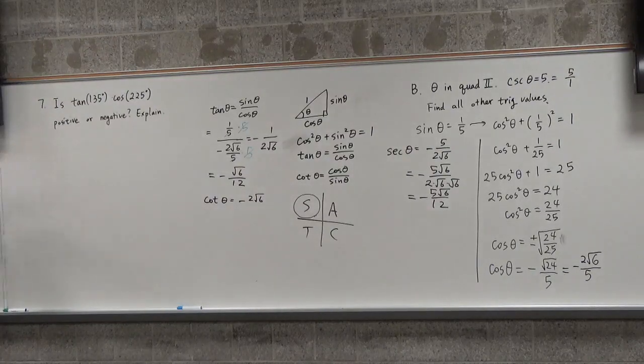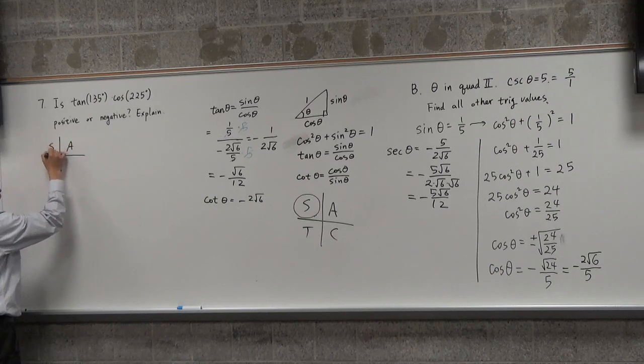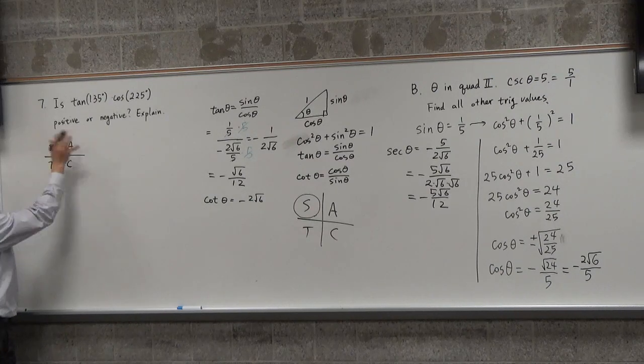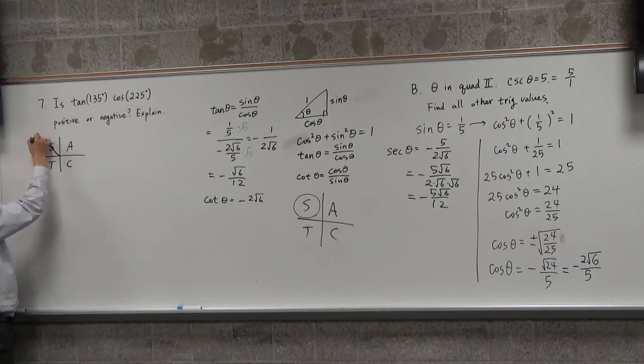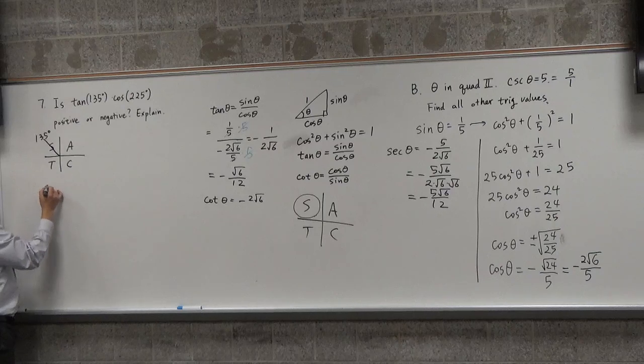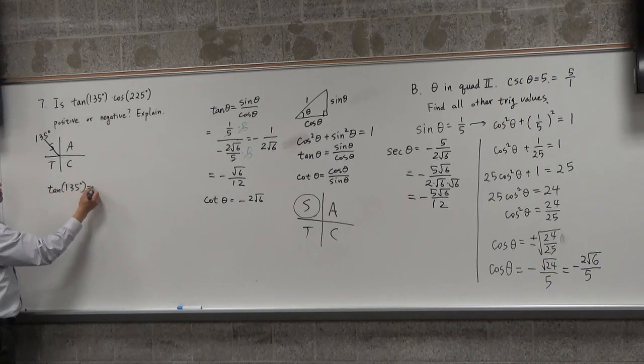Okay, number 7: is tangent 135 times cosine 225 positive or negative? And this is just a simple question about knowing this fact. Okay? So where is 135? 135 is here. It's negative. So tangent 135 would be negative.